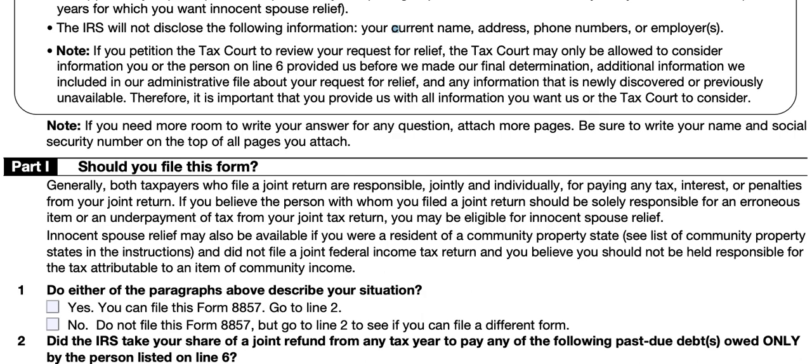So, question 1. Does any of the information describe your situation? If you were a resident of a community property state and did not file an income tax return jointly, and you believe that you should not be held responsible, you might qualify for innocent spouse relief, as well as if you believe that your spouse should be solely responsible.